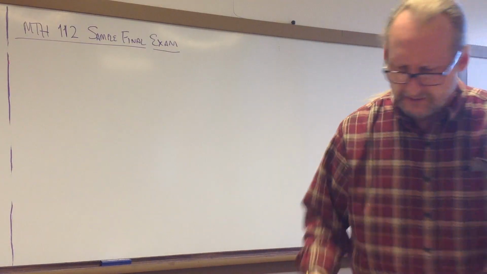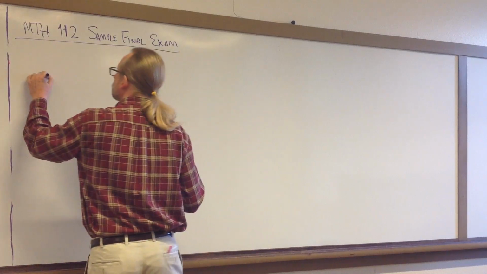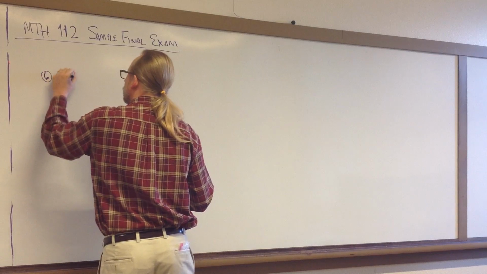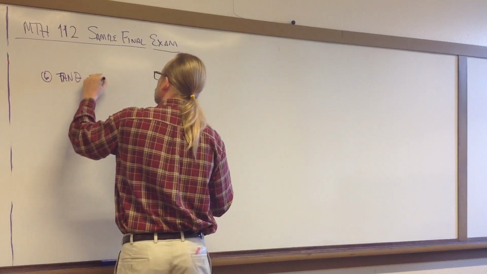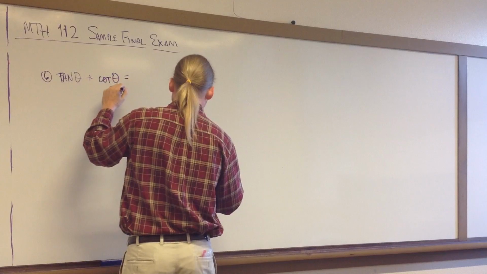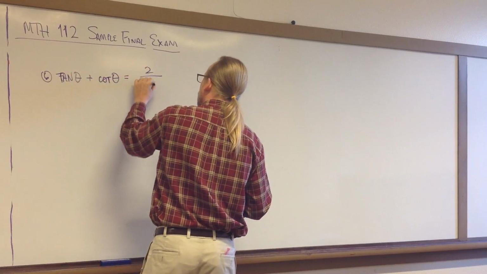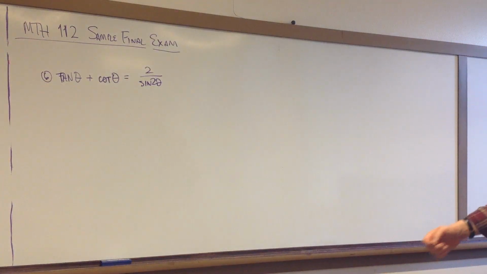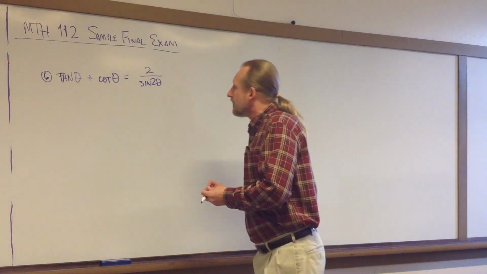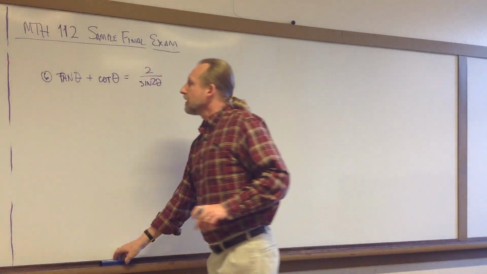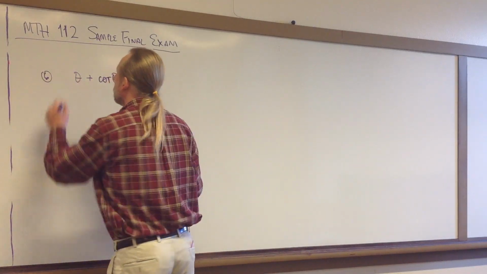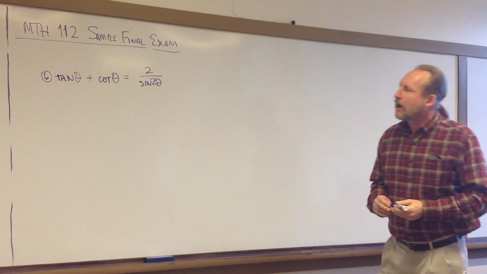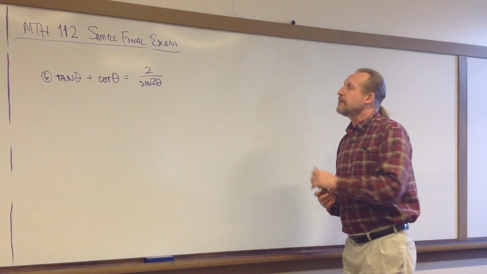Problem 6. Tangent theta plus cotangent theta equals 2 over sine 2 theta. I don't see any squares in this initial expression. Okay? And so that says to me that we probably won't be using those Pythagorean identities right away.